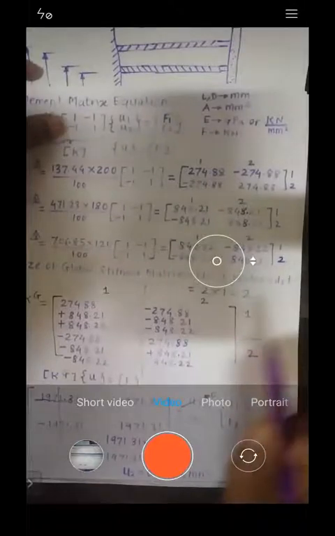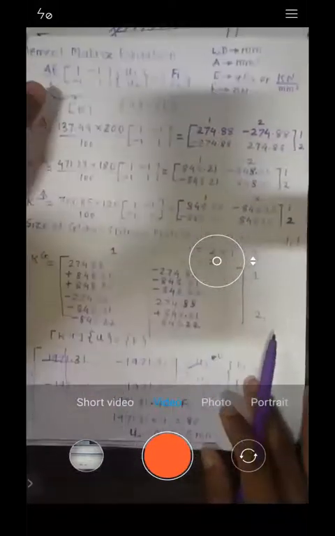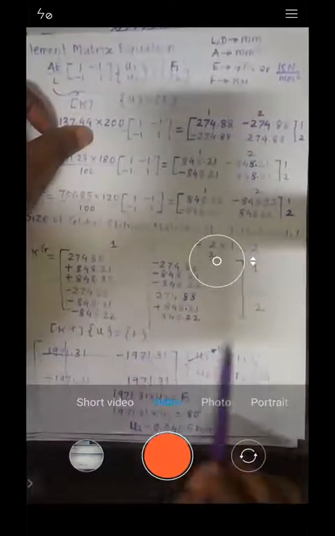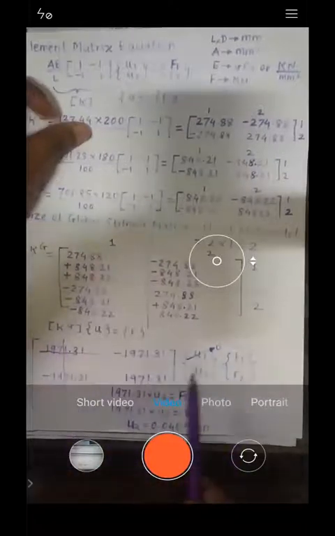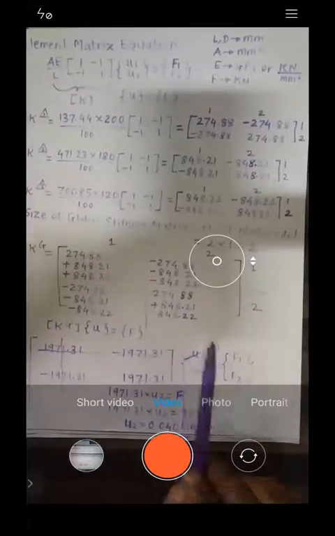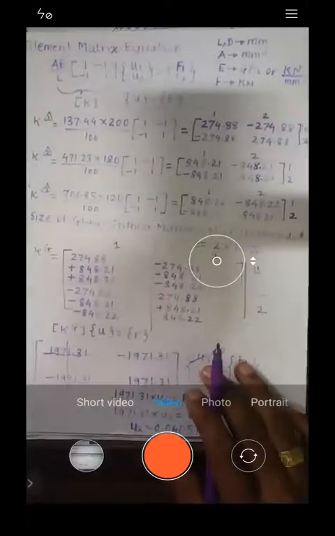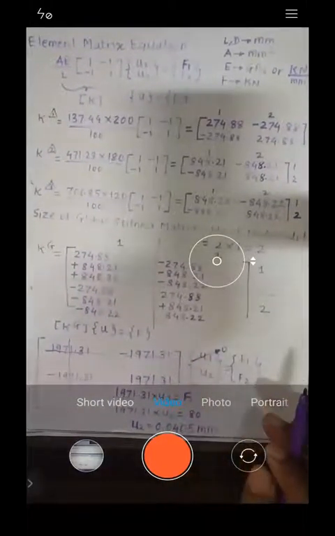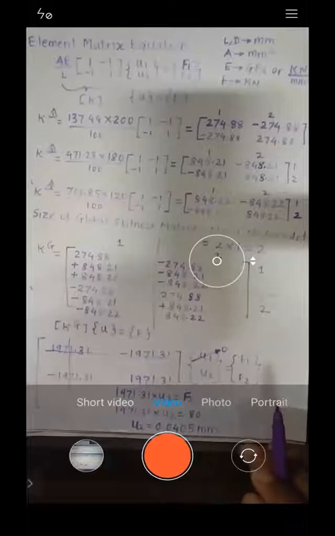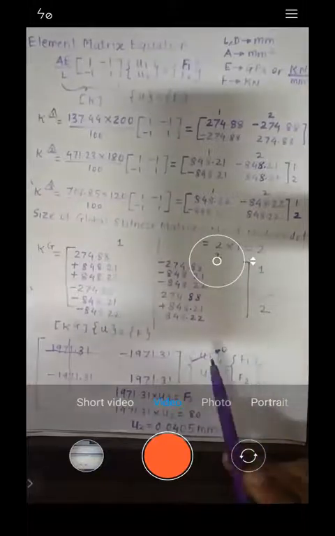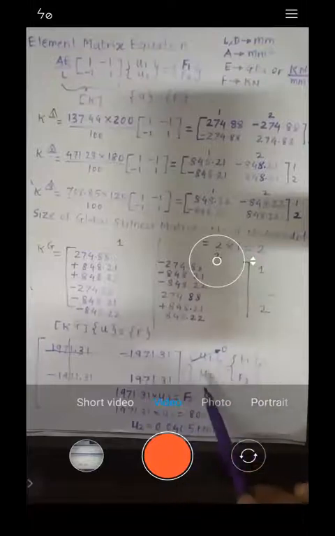So this is how you form the global matrices. Once you have global matrices, you need to solve them. But before solving, you impose some boundary conditions. Boundary conditions are essential because only if there are boundary conditions can the structure sustain. When you apply the boundary conditions, your equations get reduced, and further you can solve, right?